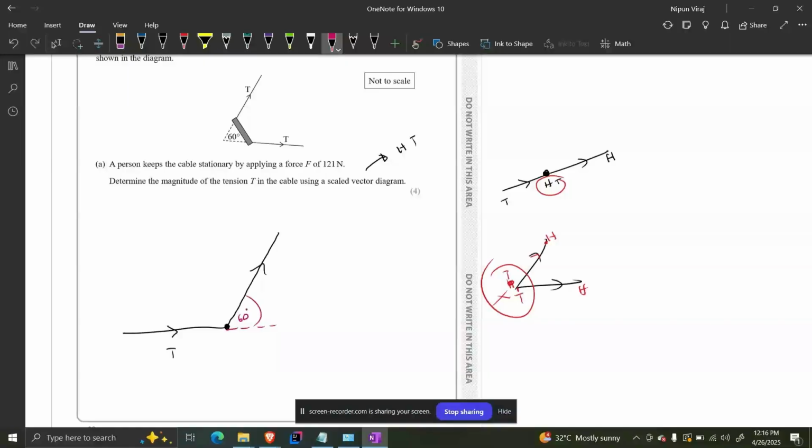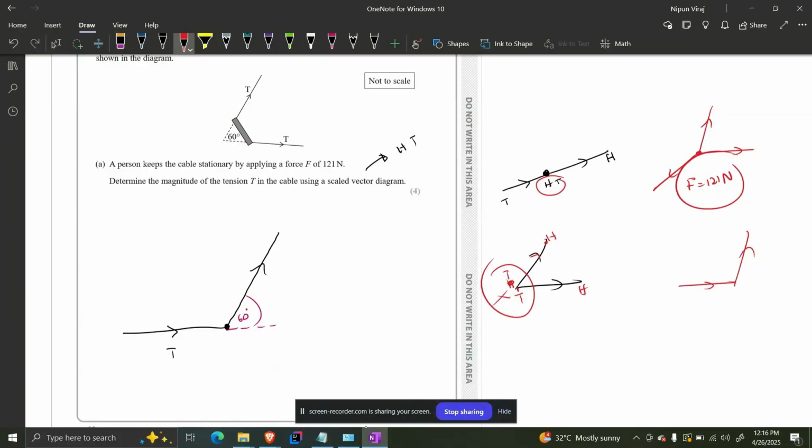First, we are going to draw a rough sketch of the vector diagram. Then, if you consider the actual scenario, the forces will be something like this. This is the force applied, which is equal to 121 newtons. So that is the actual scenario. But since we have taken it to here, now what have we done? We have taken this arrow to this point, and we should take this arrow to this point.